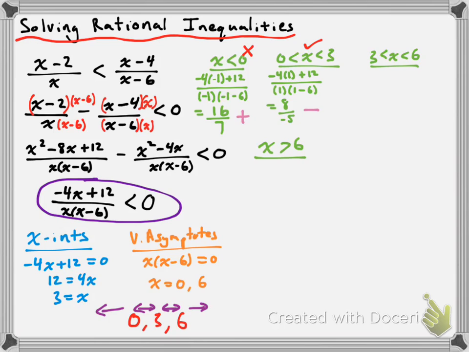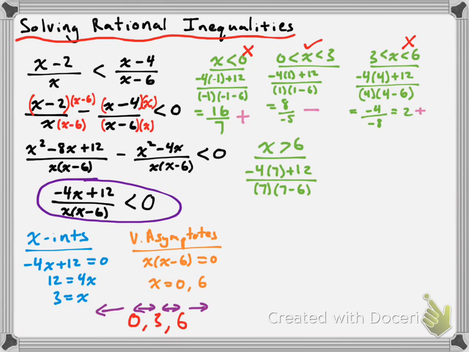Okay, for x between 3 and 6, I'm going to choose 4. So -4 times 4 plus 12 over 4 times 4 minus 6. That simplifies into -4 over -8, which is positive. So that means that this interval is not part of our solution. And then for x is greater than 6, I'm going to choose 7. So we have -4 times 7 plus 12 over 7 times 7 minus 6. That simplifies into -16 over 7. That's negative, which means that it is part of our solution.